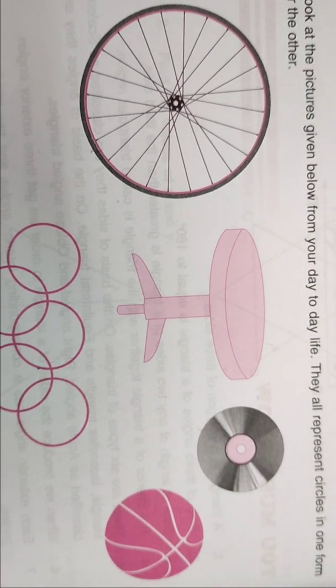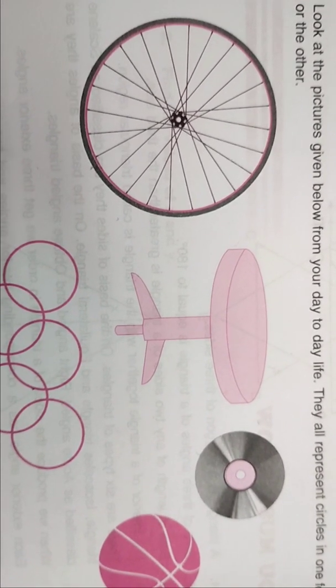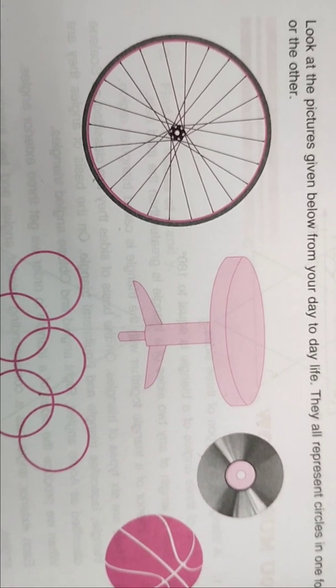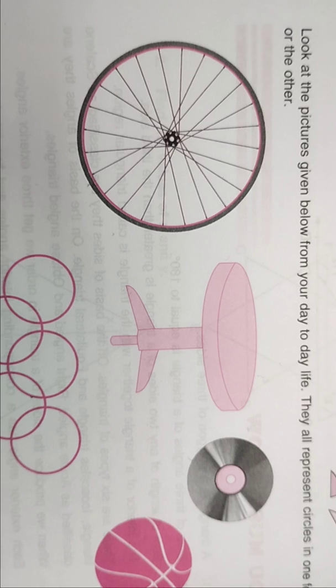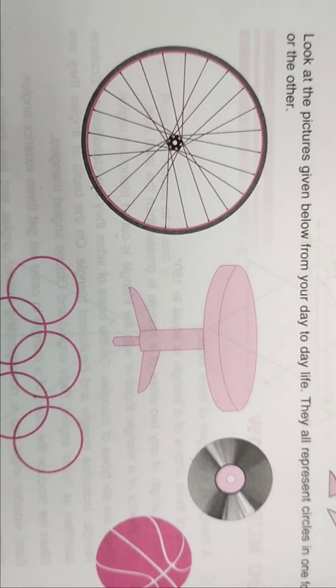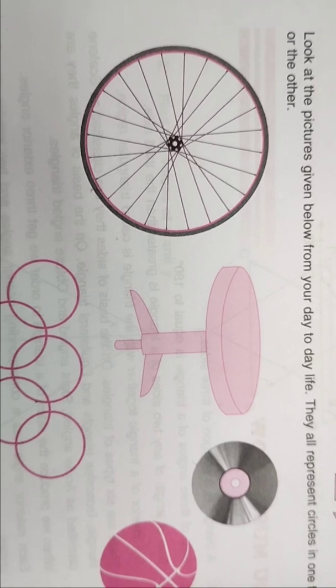These are the things which represent circle in one form or the other. Now we will learn more about circles. First of all, we will learn about elements of a circle.